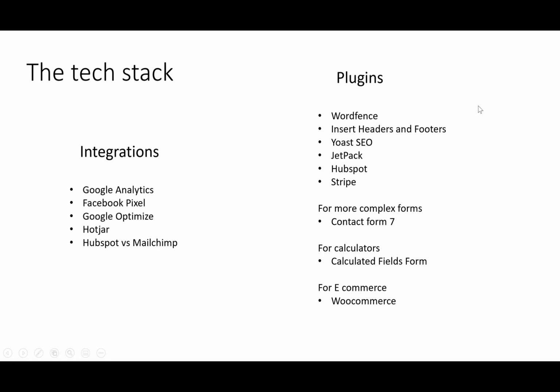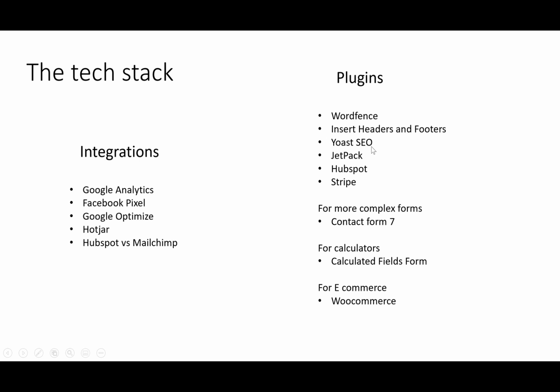Next, regarding the plugins, we're almost done, guys. WordFence is the firewall that I like to use in WordPress. There are many other different firewalls. I use WordFence because it is the one I've always used and I know it works. Insert headers and footers. This is super important because this is how you are going to integrate all of these: Google Analytics, Pixel, Optimize, Hotjar, and HubSpot. These are all going to go here in insert headers and footers, and they're going to go in the header.